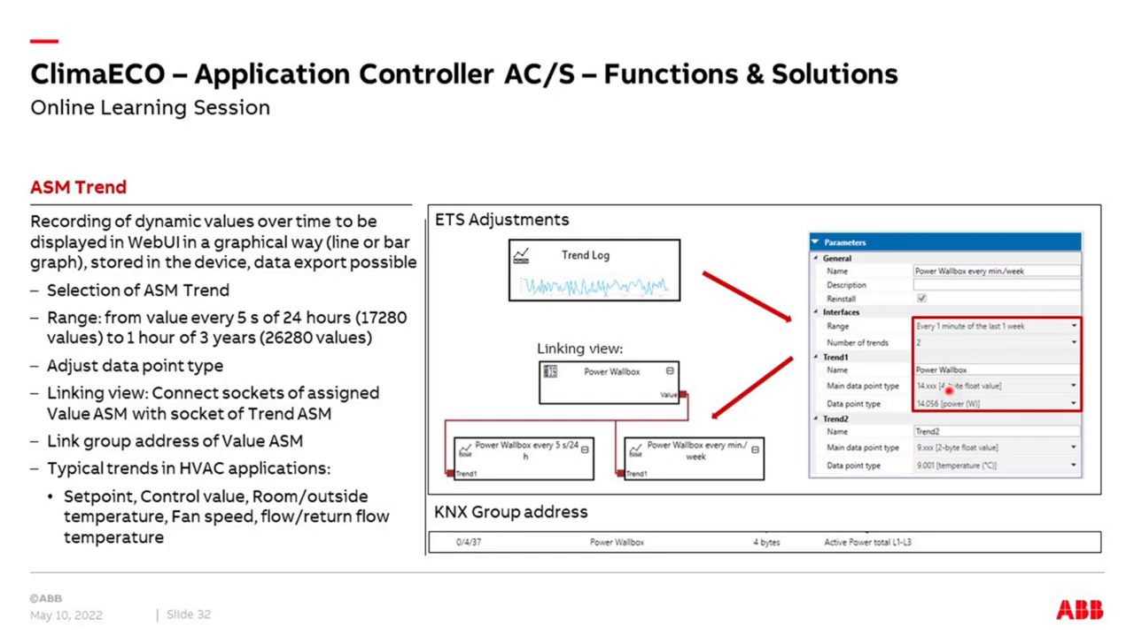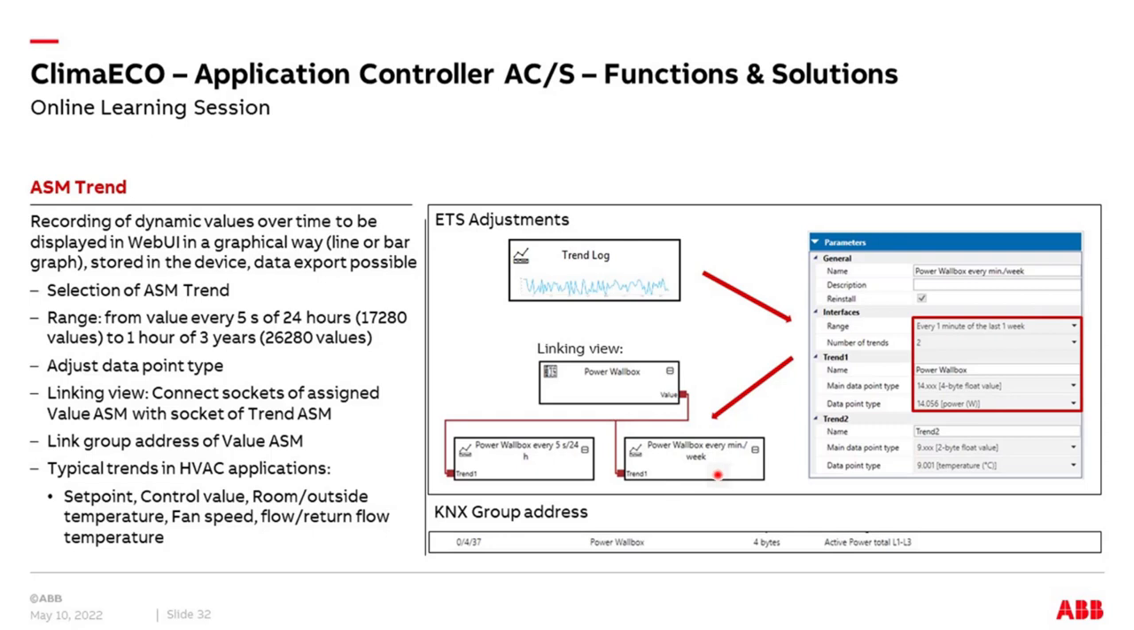You can name this. You have to add the data point, of course, as always, and then you can add here a second trend which you would like to show in parallel directly here. It's possible. And then I will show this on Thursday in a bit more detail. The linking view, because it's only a trend. It's an isolated function, first of all. I have to connect it to real values. For example, I would like to record here the power of the wall box every 5 seconds for 24 hours, and every minute over a week.